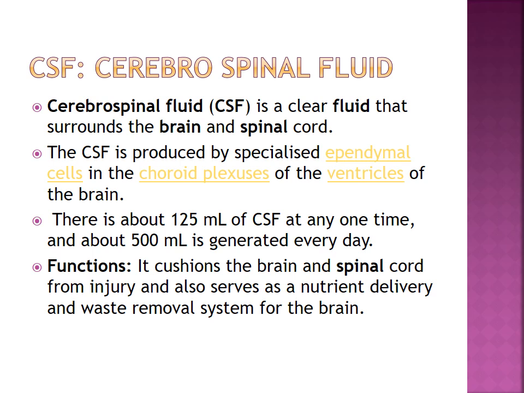Now let's study cerebrospinal fluid. It is a clear fluid that surrounds the brain and spinal cord. This CSF is produced by specialized cells, the ependymal cells, present in the choroid plexus of the ventricles of the brain. About 125 ml of CSF per hour is produced, and about 500 ml is generated every day. The function of cerebrospinal fluid is to protect the brain and spinal cord from injury.